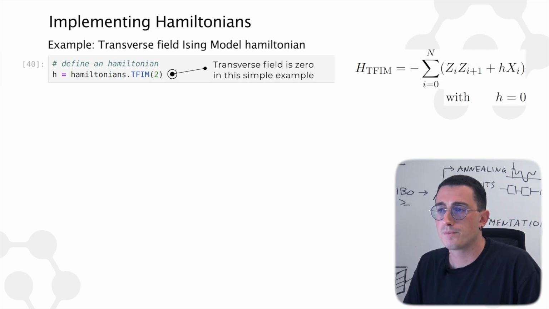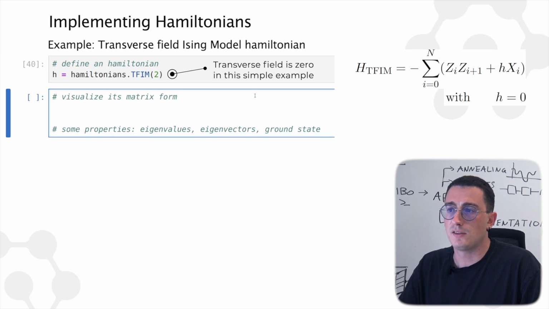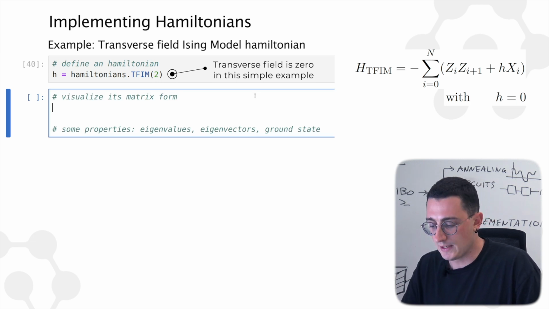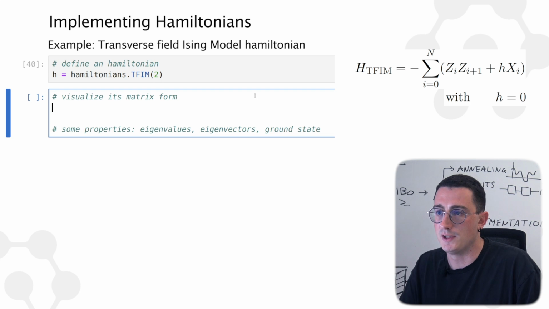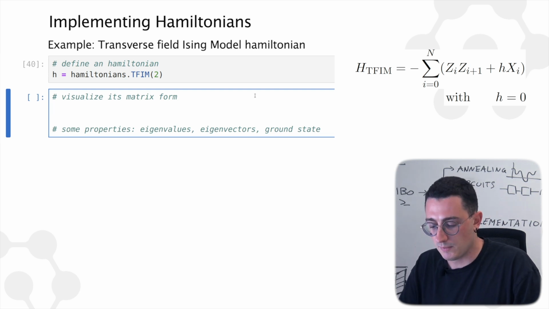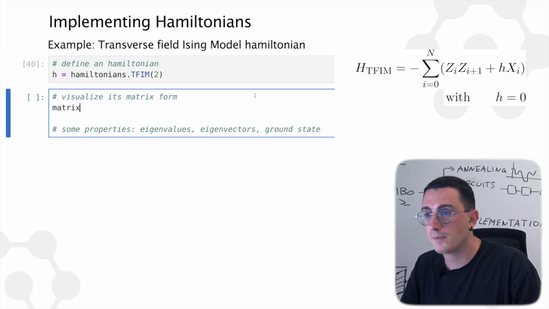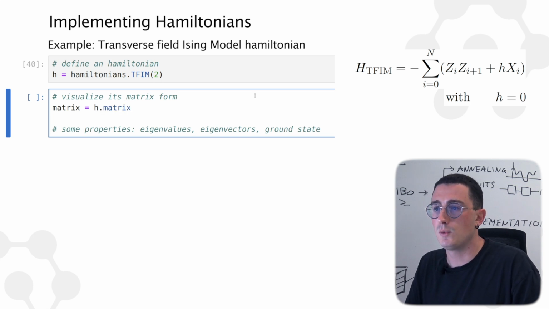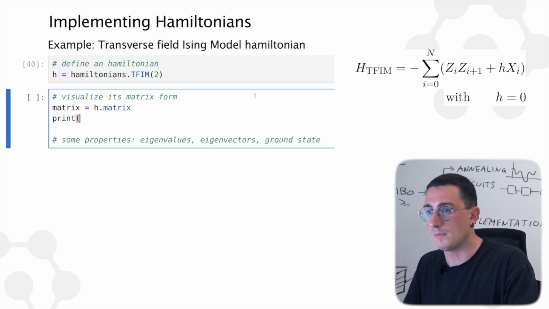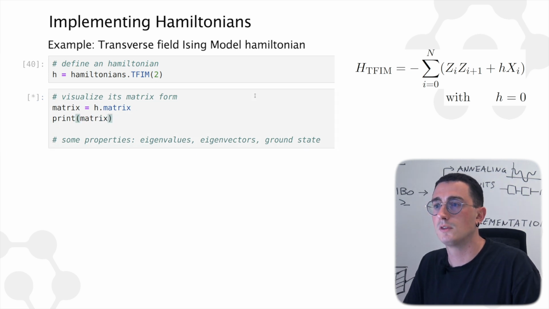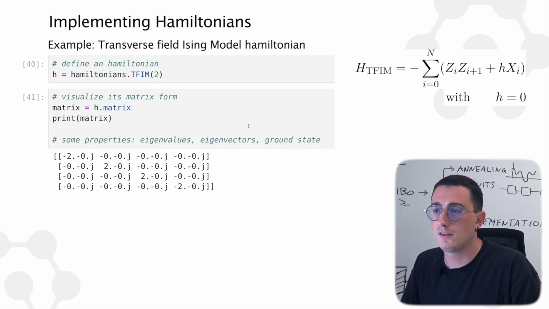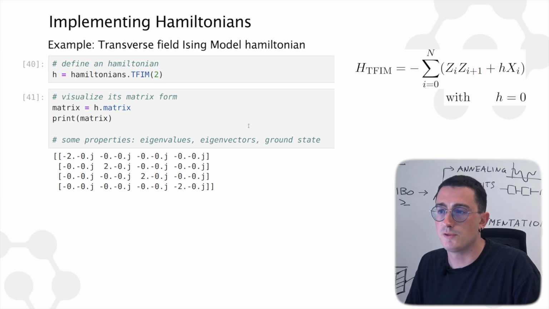We can also collect and print some more information about it. For example, we can easily print the matrix form of the Hamiltonian. We can, for example, say matrix equal to H.matrix, and we can print it. Print matrix. As you can see, we have a matrix which is 4 times 4 as a dimension, which is expected because it's the dimension of the system. Because 2 qubits is 4 amplitudes.